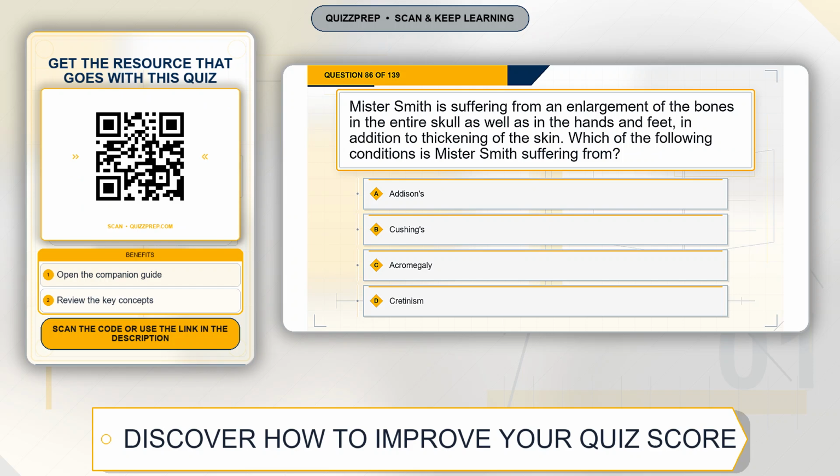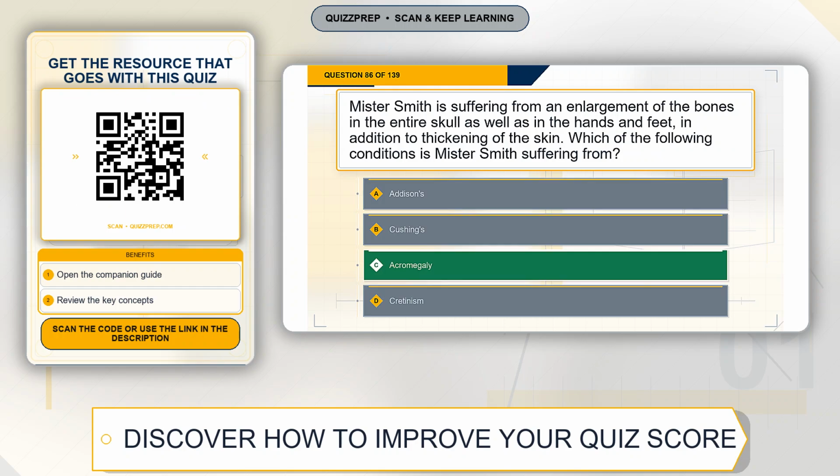Question 86. Mr. Smith is suffering from an enlargement of the bones in the entire skull as well as in the hands and feet, in addition to thickening of the skin. Which of the following conditions is Mr. Smith suffering from? Option A, Addison's. Option B, Cushing's. Option C, acromegaly. Option D, cretinism. The correct answer is option C, acromegaly.